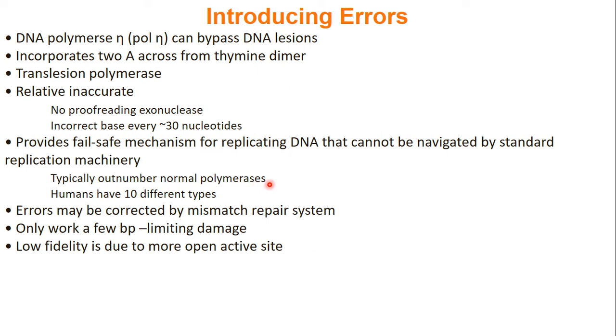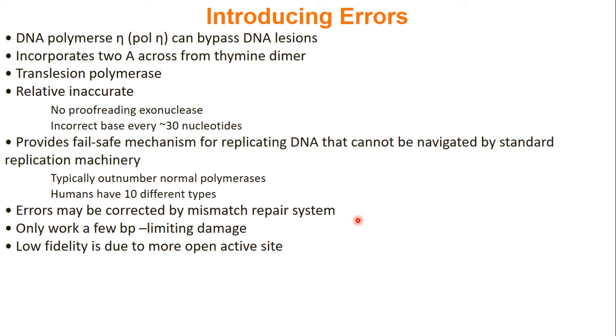And these translesion polymerases, we usually have more copies of than your normal polymerases. In fact, humans have 10 different copies of these polymerases that can work past these lesions. Now, if you do have an error, as we just saw in the previous slide, the mismatch repair system could fix it. And these are not that processive, so they only work on a few base pairs and then fall off. So hopefully it won't be widespread errors.